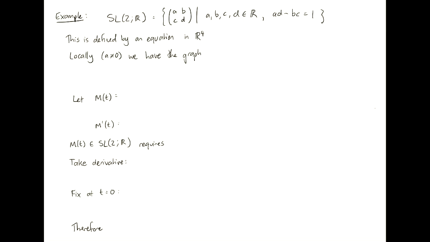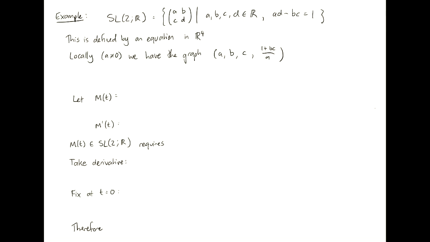Locally, and I'm going to make the assumption that A is not 0. And in fact, the point that we're going to put the tangent plane at is going to satisfy that, so it'll be a good assumption. So locally, as long as A is not 0, then this is a graph, A, B, C, and (1 plus BC) over A. So D is kind of fixed. So in fact, you can think of this as an interpretation of the graph of this function D as a function of A and B and C. Because when we pick out A and B and C, D is fixed.